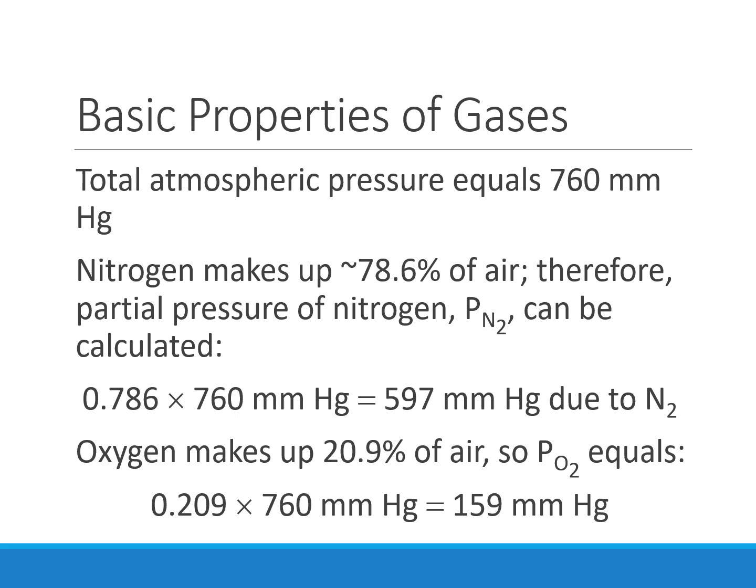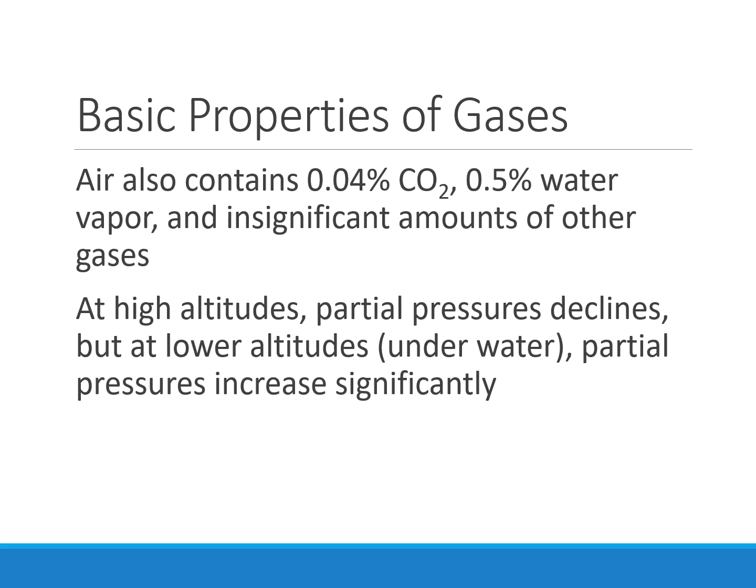Oxygen, on the other hand, makes up 20.9% of air. So when we calculate it out, we convert the 20.9% to a decimal, so 0.209 times 760. So oxygen only contributes 159 millimeters of mercury to the total of 760. So that's what they mean by partial pressures. Each gas in the air is contributing some part to that 760, and it's based on the percentage of that particular gas found in the air. Air also contains 0.04% carbon dioxide, 0.5% water vapor, and some insignificant amounts of other gases.